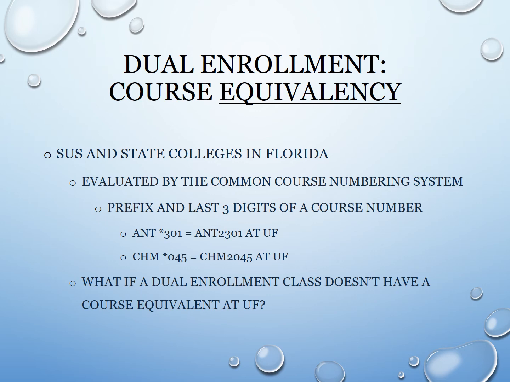Same thing is true for CHM blank 045. You've got our CHM, which is our prefix, and the last three numbers, the 045. So if a course is, let's say, CHM 1045 at Broward College, it's going to be the same as CHM 2045 at UF because the prefix and the last three numbers match up. That means, according to the Common Course Numbering System, it is the equivalent class to UF. Now, again, keep in mind, this only applies to SUS and state colleges in Florida. It doesn't apply to out-of-state colleges because they don't fall under the Common Course Numbering System. This is something that only the state of Florida has done for its public schools, okay?